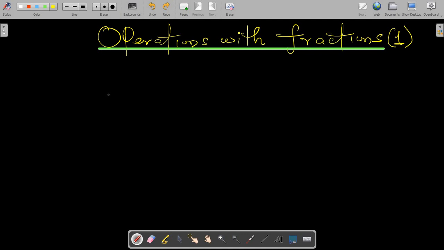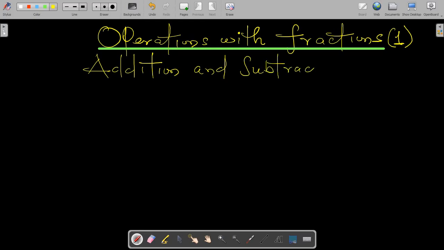Today we'll be discussing operations with fractions 1. So in this aspect of fractions, we'll be dealing with addition and subtraction of fractions. So let's go. Let me put that statement down. Addition and subtraction of fractions. So let's move.